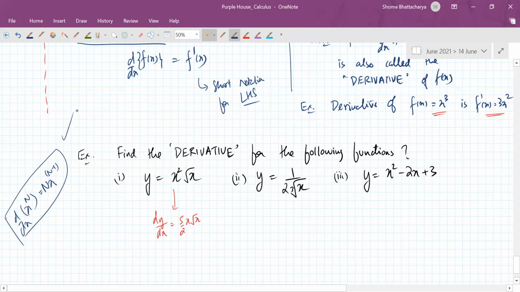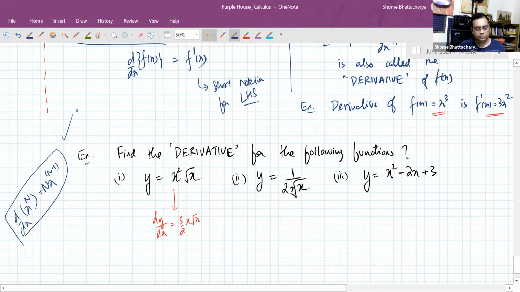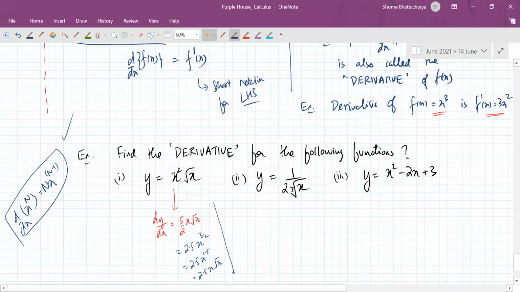Sir, this 5 by 2, could we write it in decimals like 2.5? You can write it in decimals. It's no problem. That's the same thing. So there are many different ways we can express it. You can write it as 2.5 x to the power 3 by 2. You can write it as 2.5 x to the power 1.5. You can write it as 2.5 x root x. So many different ways we can write it. That's fine. So now you get 5 upon 2.